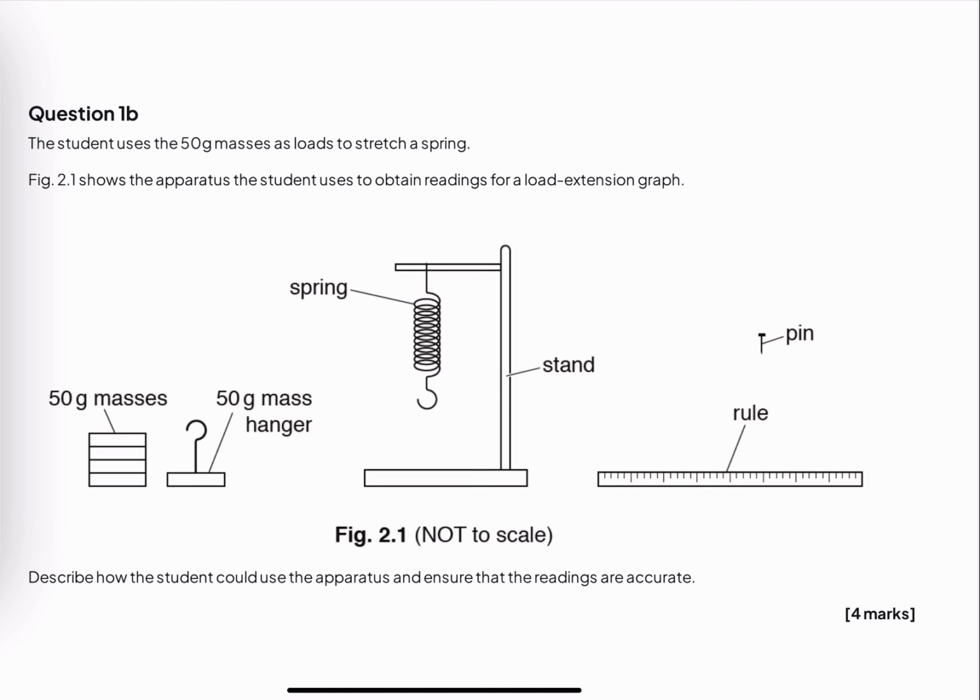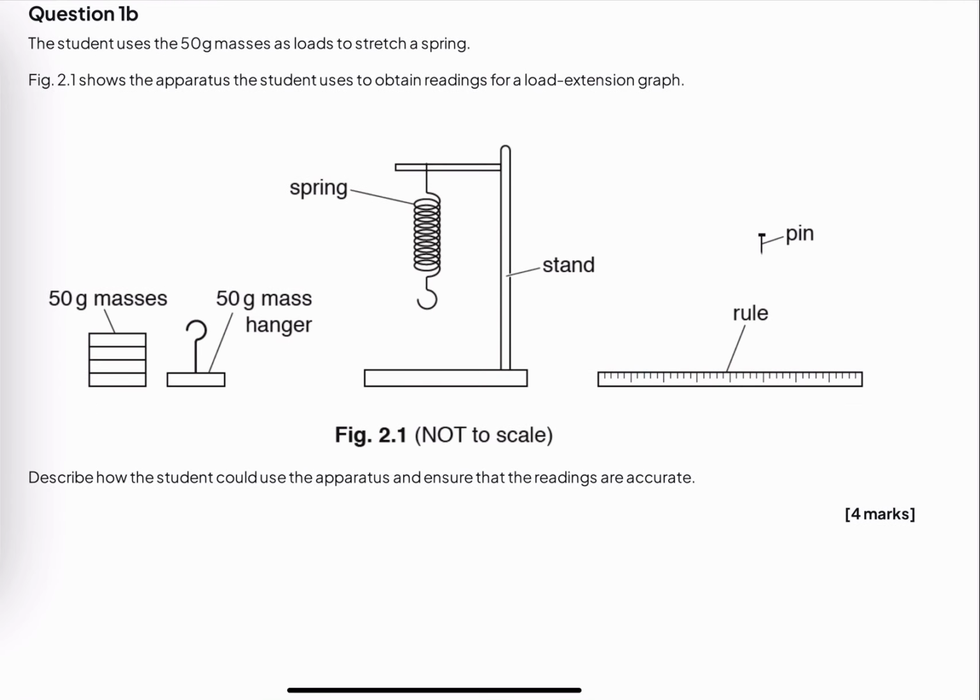Question 1b. A student uses the 50-gram mass as load to stretch a spring. The figure shows the apparatus the student uses to obtain readings for a load-extension graph. Describe how the student could use the apparatus and make sure that the readings are accurate. Okay, how can we measure? It's a 4-mark question, so we have to write at least 4 points.